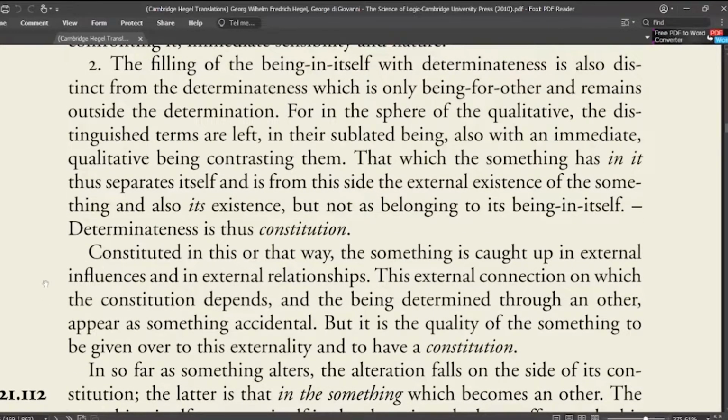2, the feeling of the being itself, determinateness, is also distinct from the determinateness which is only being for other and remains outside the determination. For in this field qualitative, the distinguished terms are left in their sublated being, also with an immediate qualitative being contrasting them. That which is something has in it thus separates itself and is from this side the external existence of the something and also its existence, but not as belonging to its being in itself. Determinateness is thus constitution.